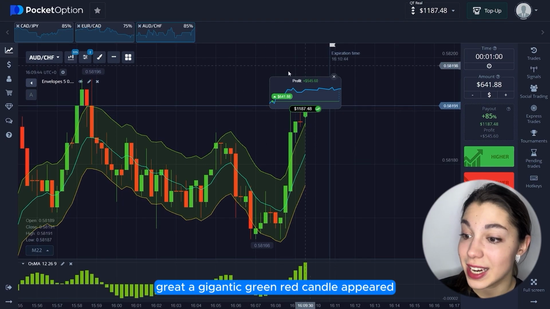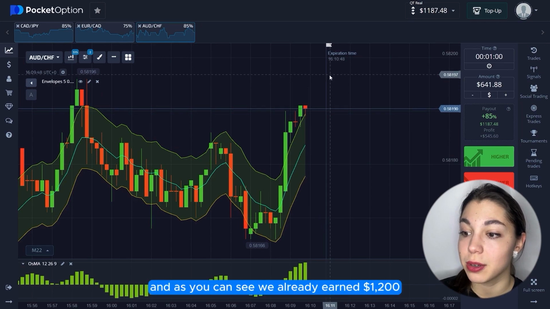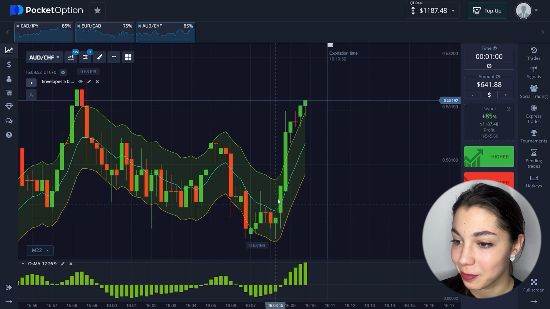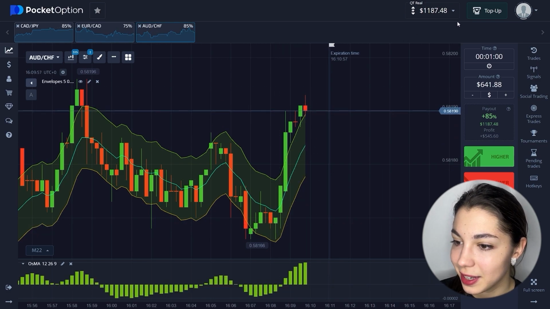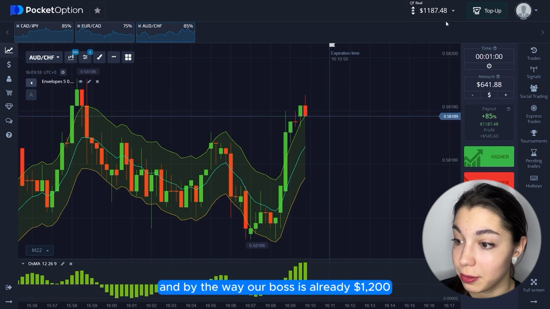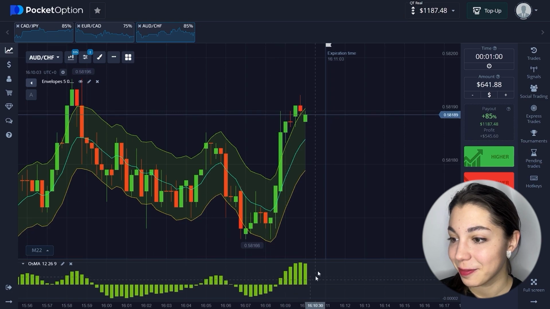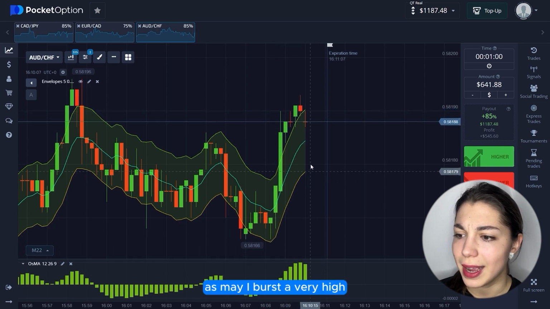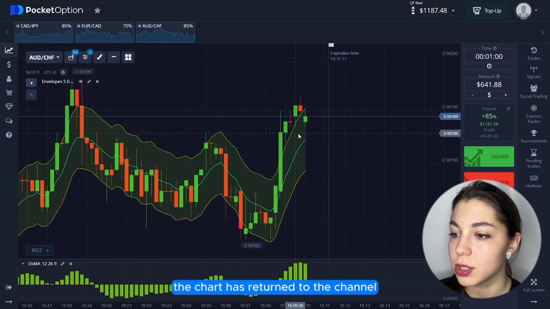Great! A gigantic green candle appeared, and as you can see, we already earned $1,200. Here we see a green hammer and many large green candles. And by the way, our balance is already $1,200. That's not bad. The SMI bars are very high, indicating strong bullish strength. The chart has returned to the channel.